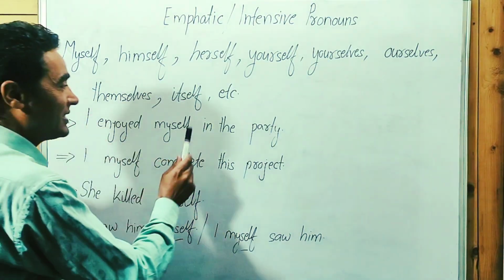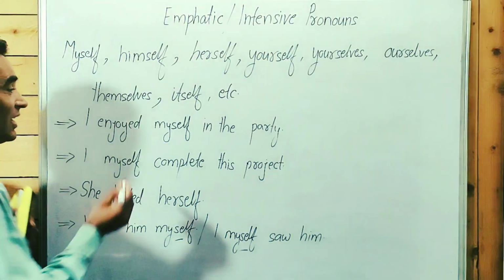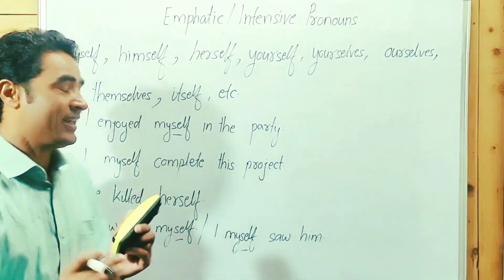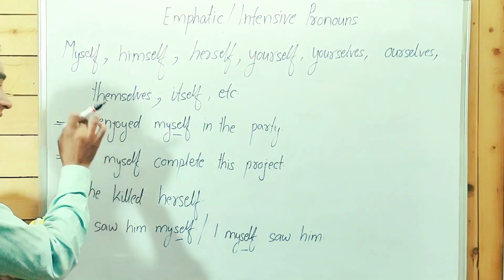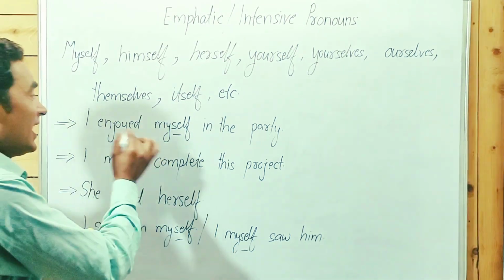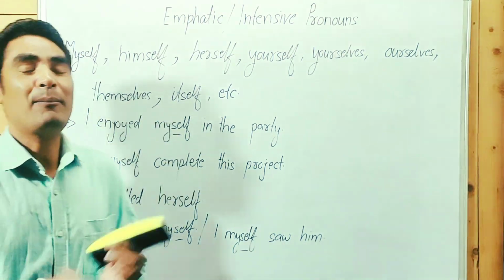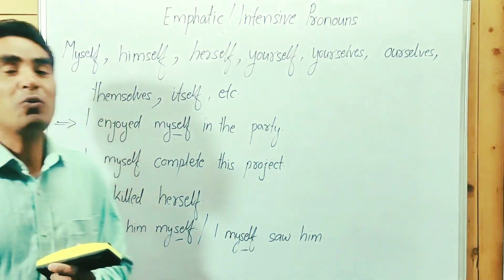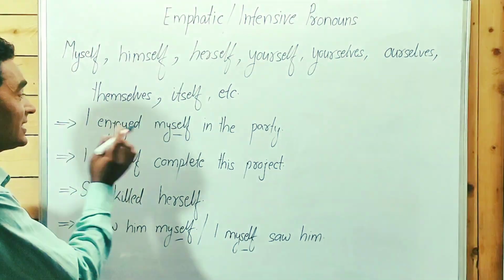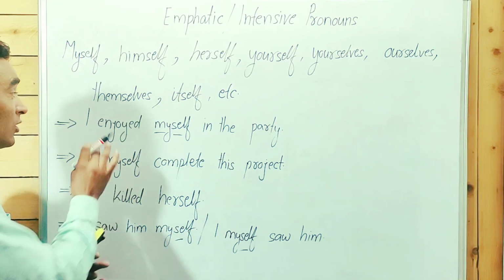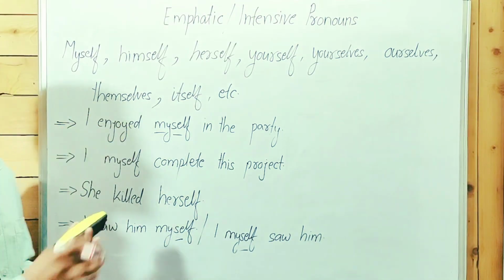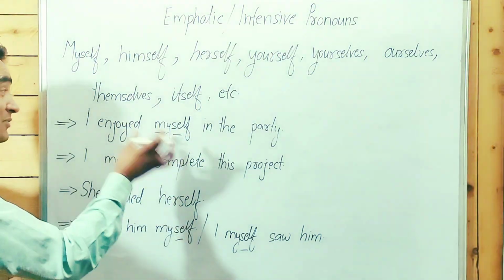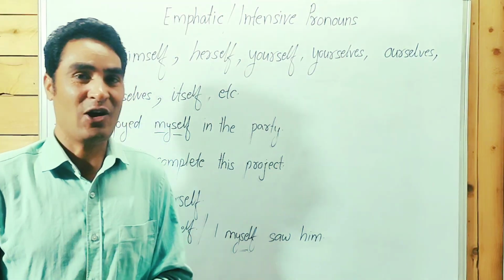I enjoyed myself in the party. Here self pronoun has been written after enjoy. In the first sentence, I enjoyed myself in the party, here same subject and same object of the verb. Guys, this self pronoun is an object over here, object of this verb. In this case myself has been used as a reflexive pronoun.